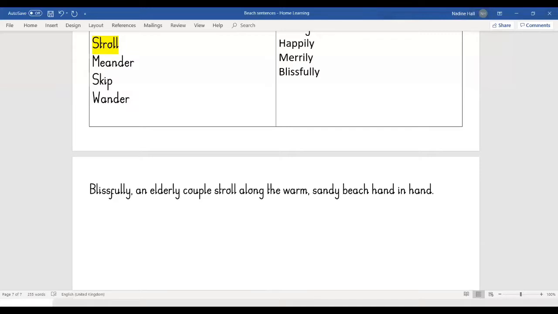Can you do the same? So you need to find a bank of verbs that you might use. Think of some adverbs that you might use. Think about what's happening on the beach. How are people moving around you? What are they doing? And then create your own sentence. Once you've done that, see if you can do what I did and move your adverb to a different part of the sentence. Make sure it still makes sense, and then you can decide which way around it sounds the best.